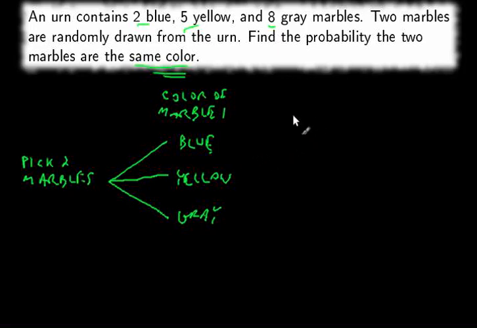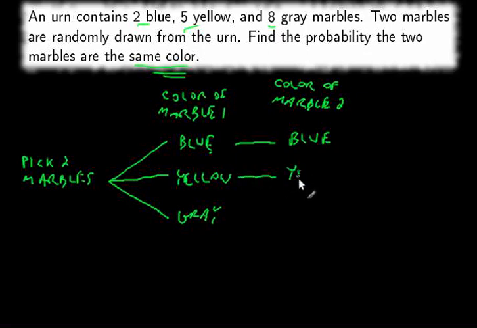So we're interested in the color of the second marble matching that of the first. So, in other words, we want blue, blue, yellow, yellow, and gray, gray.